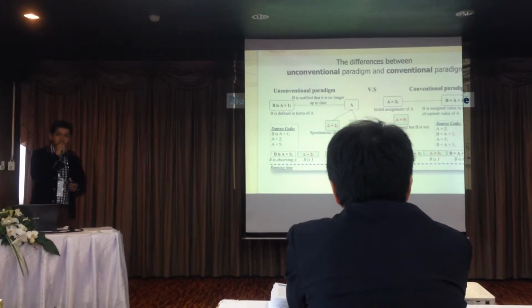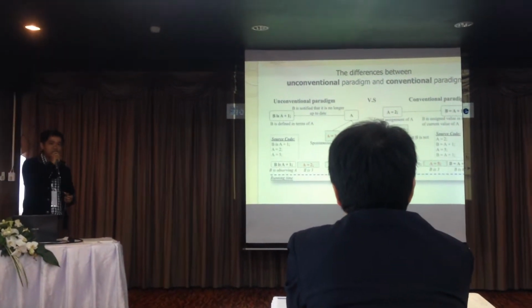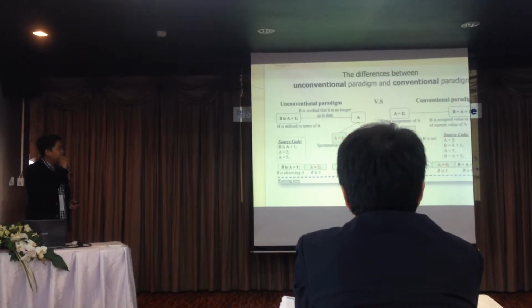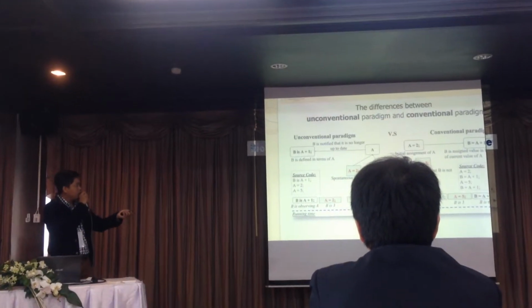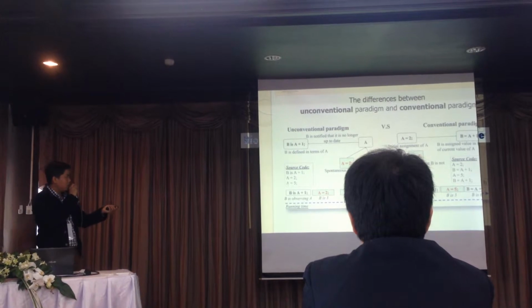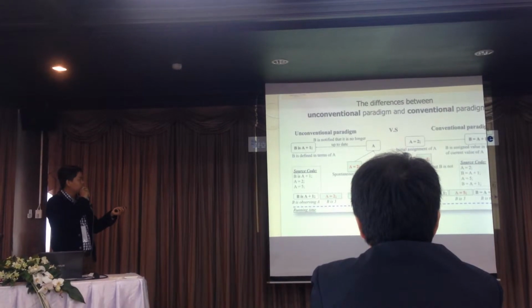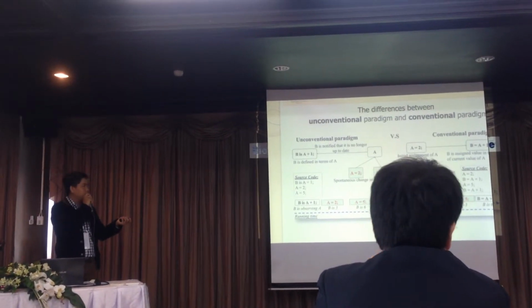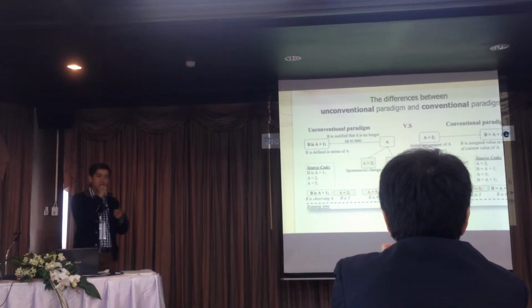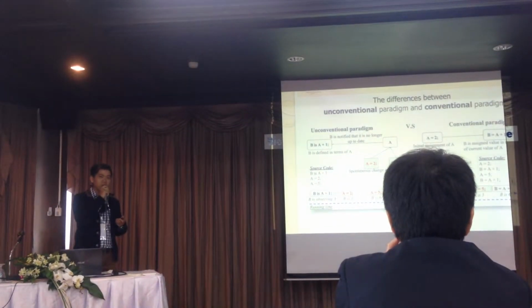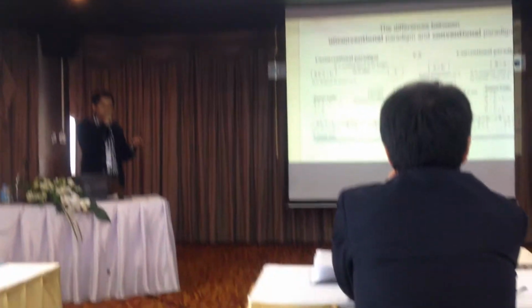And right now I want to show you the difference between the unconventional and conventional paradigms. You can see at the source code of the unconventional paradigm, they use very short code that reduces much of the coding effort compared with the conventional one. If you imagine that we have thousands of lines of code, this unconventional paradigm can reduce much of the programmer's time and effort.